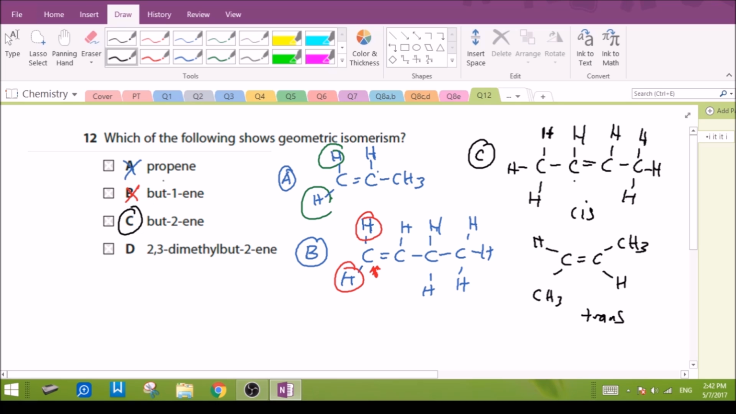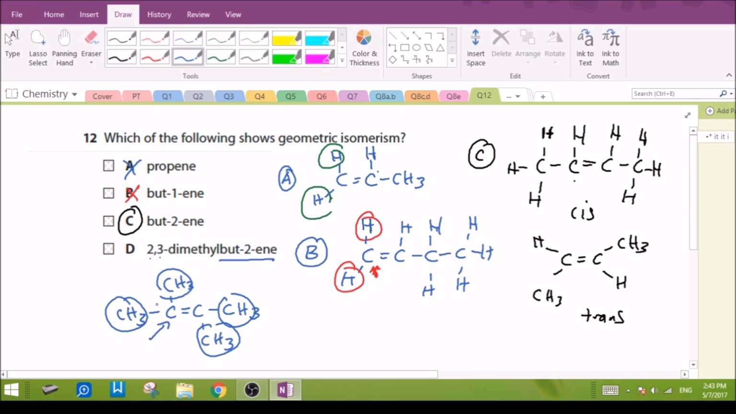Right, let's see why D is incorrect, just to finish up the options. But-2-ene, this is but-2-ene, and then there are branches, 2, 3 dimethyl. So carbon number 2 will have a methyl group, carbon number 3 have a methyl group, so it can't have geometrical isomers. Right, the carbons have identical groups attached to them.